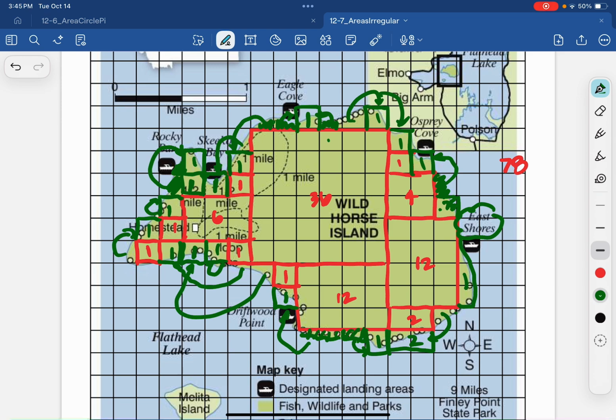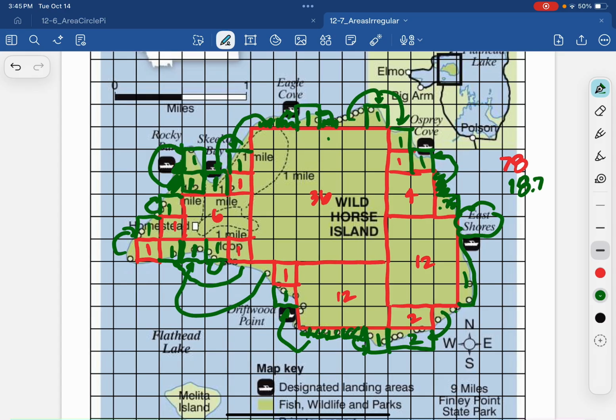Okay, so now counting around from East Shores, I have 1 plus 2 is 3, plus 1 more is 4, 5, 6, 7, 8, 9, 10, 11, 12, 13, 14, 15, 16, 17, 18, and 3/4. So it looks like that's going to give me 96 3/4. So that's my total area count for squares. Now all I need to know is how big is a square in real world units.